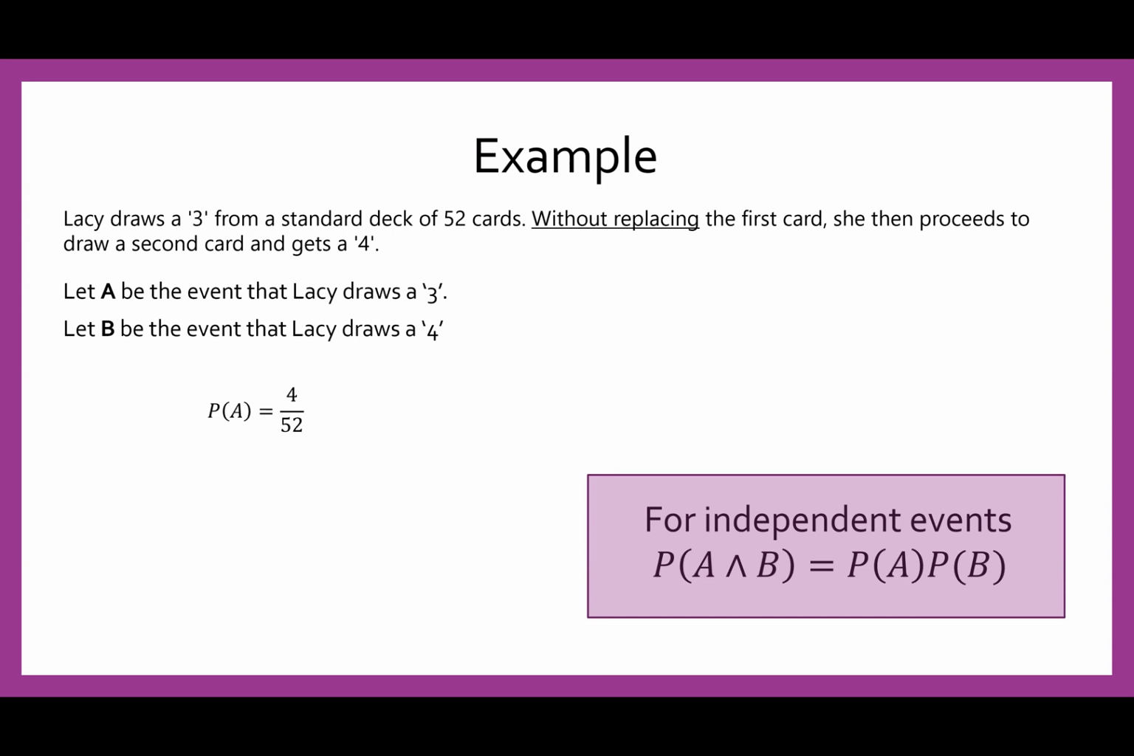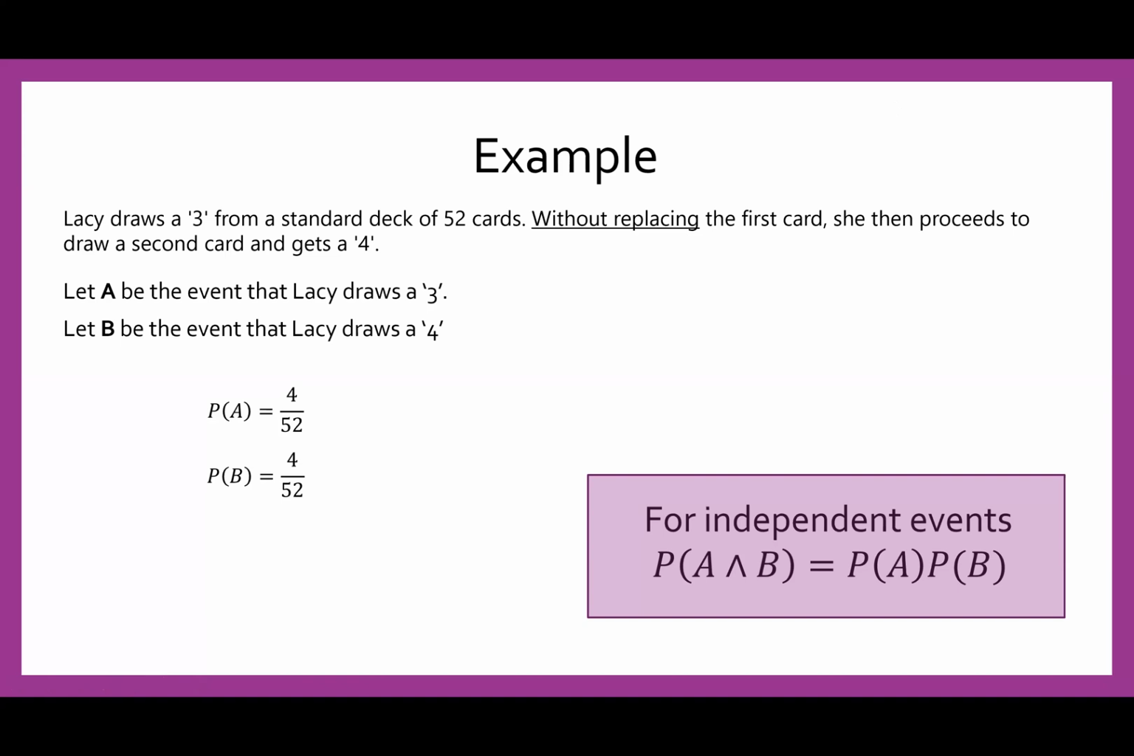I hope it feels like they're not independent, because when you don't replace that card, the likelihood of drawing a 4 changes. In general, drawing a 3, event A, there are 4 ways to do that. You can get a 3 of clubs, spades, diamonds, or hearts. So there are 4 cards that have a 3 on them in a deck of 52, and the probability of A is 4 out of 52. Similarly, event B is drawing a 4, and the probability of event B is also 4 out of 52. There are 4 cards with a 4 on it.